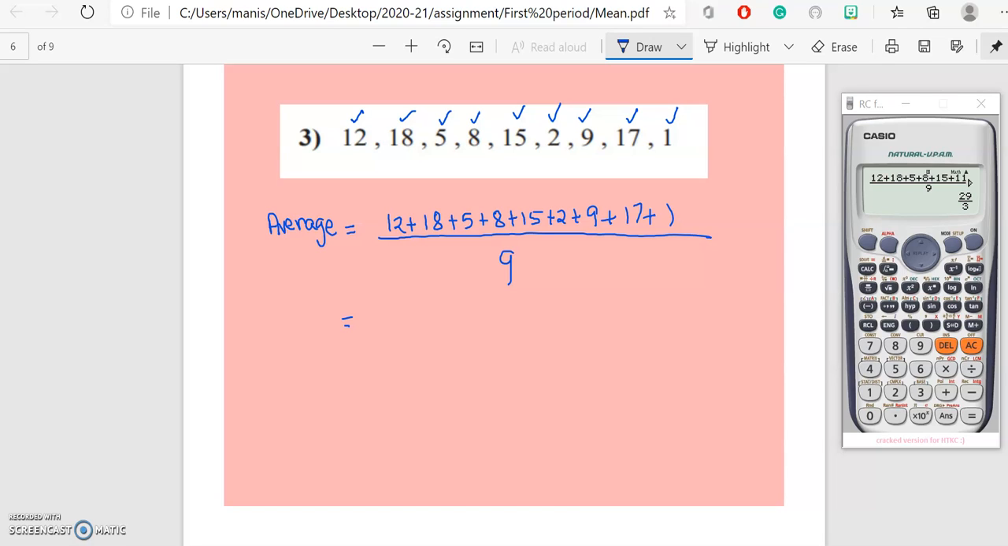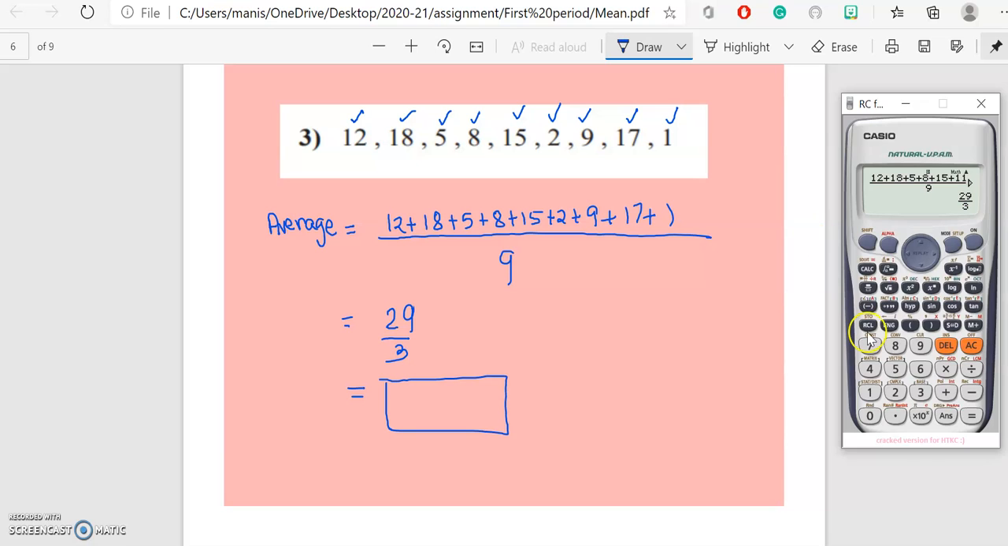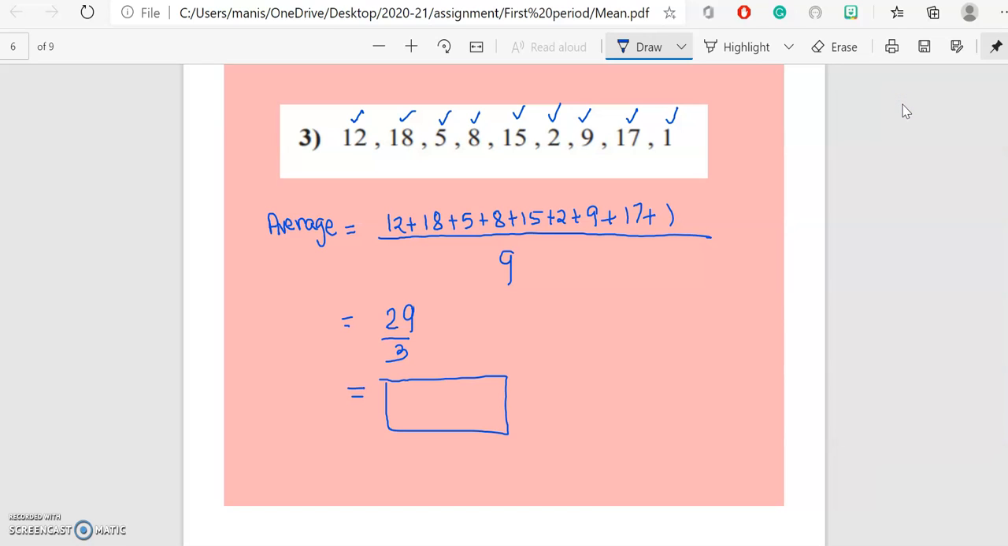My answer is 29 over 3. But I will again divide this. I will use the fraction button over here so I can get my answer in decimal form. So 9.666. I will just take two digits after the decimal. So my answer is 9.66. That's your answer for this question.